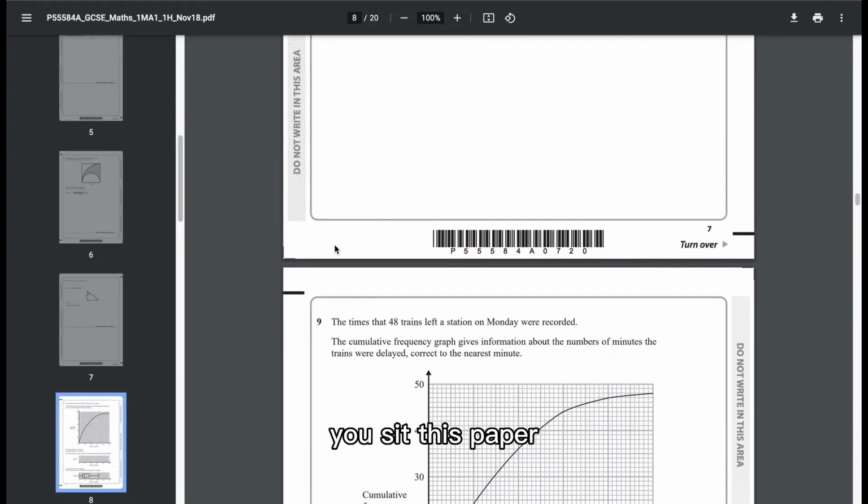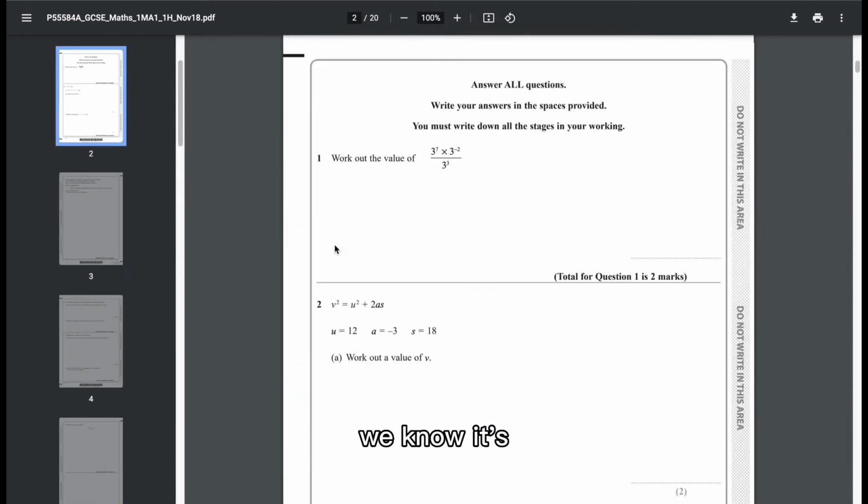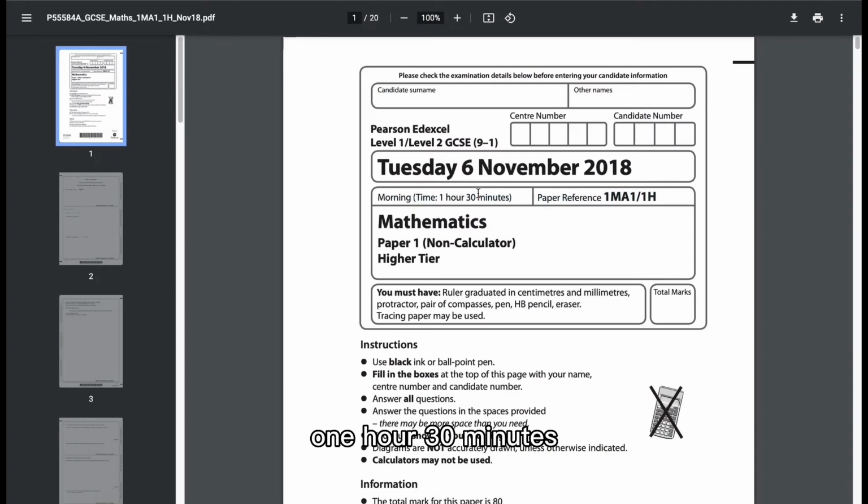You sit this paper like you're sitting it in an exam. By yourself, in a table, time yourself. How long is this paper? We know it's 1 hour 30 minutes. Time yourself 1 hour 30 minutes. Sit in a table. Exam conditions.